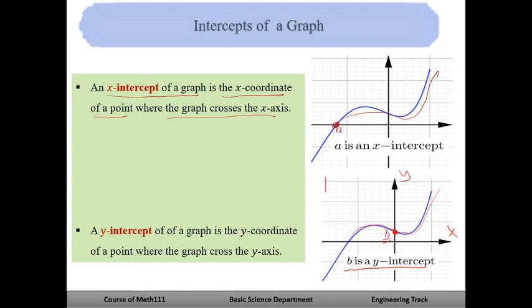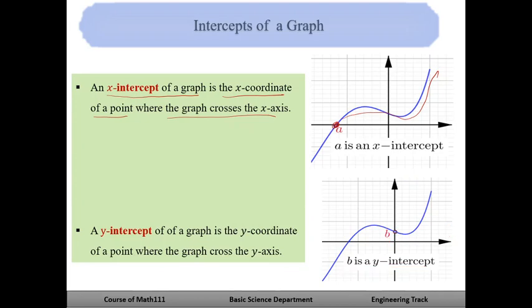Again, depending on the equation, we might have two or three y-intercepts, or there might not be a y-intercept. If your graph is something like this, a closed graph, then there is no y-intercept here. Why? Because it's not touching or intersecting the y-axis, you see.